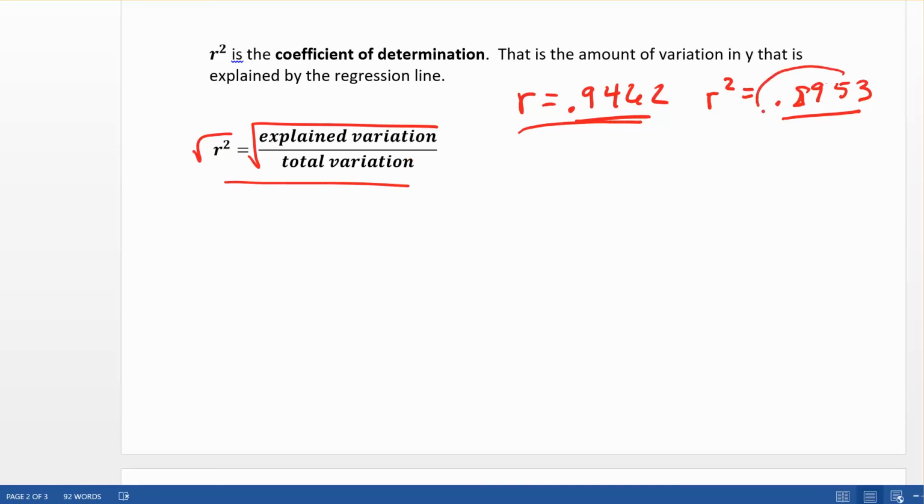Again, this would say that 89% or almost 90% of the variation is due to the regression line or can be explained by that line of best fit. And another 10% of it is just random. It's not explained by the regression line.